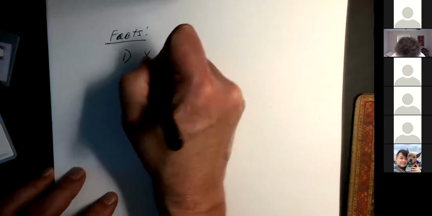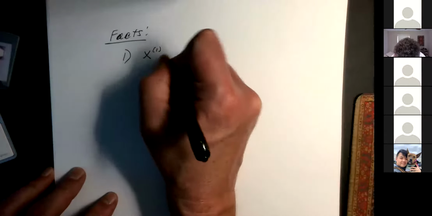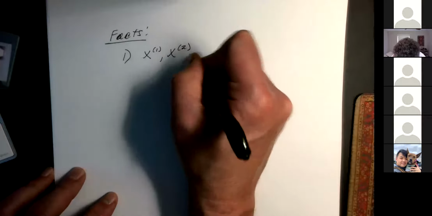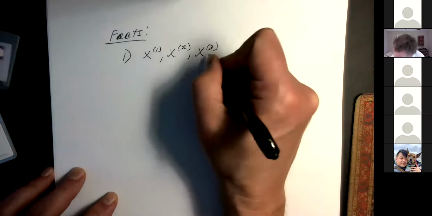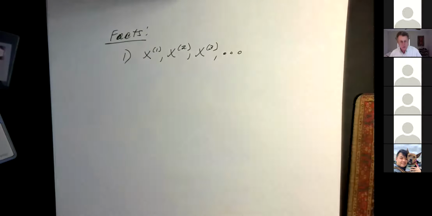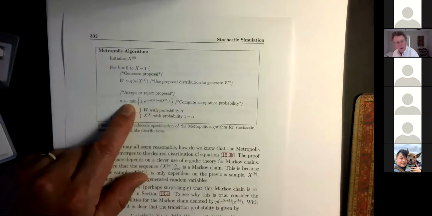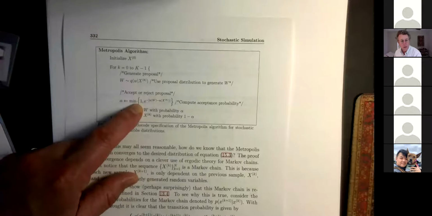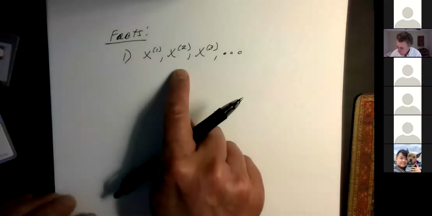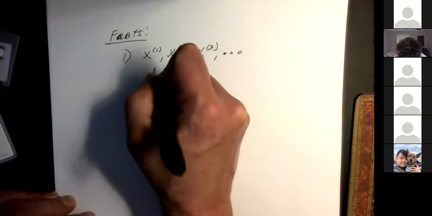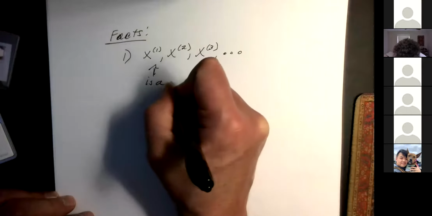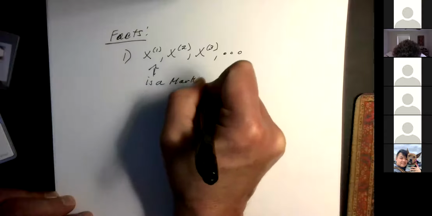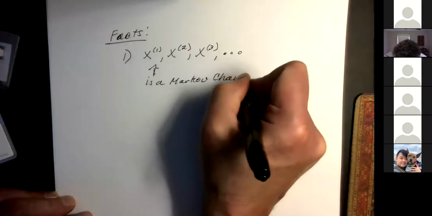Facts. 1. Like X1, X2, X3, ... These X's are the states generated by this process that we're going to repeat of generating proposals and accepting or rejecting, okay? This sequence of states is a Markov chain. Why is it a Markov chain?